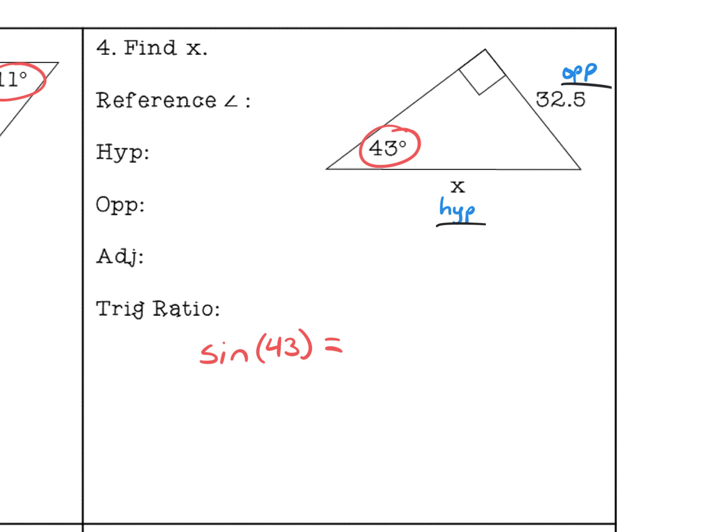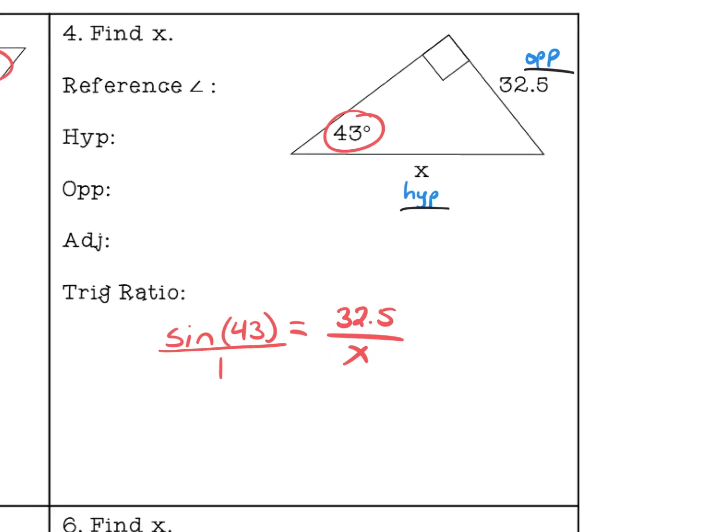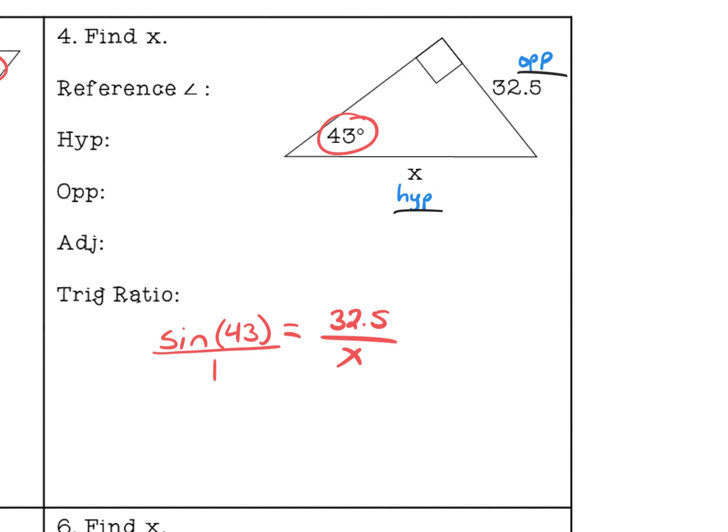Careful. Does it matter the order that you put the ratio? Yes, it needs to be in the order of what SOHCAHTOA is. So sine is opposite over hypotenuse, so it has to be 32.5 over x. Is this one as easy to solve as the others have been? No. Yes, you know how to cross multiply.